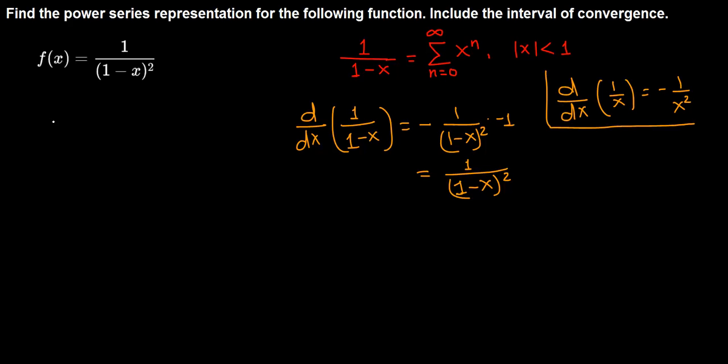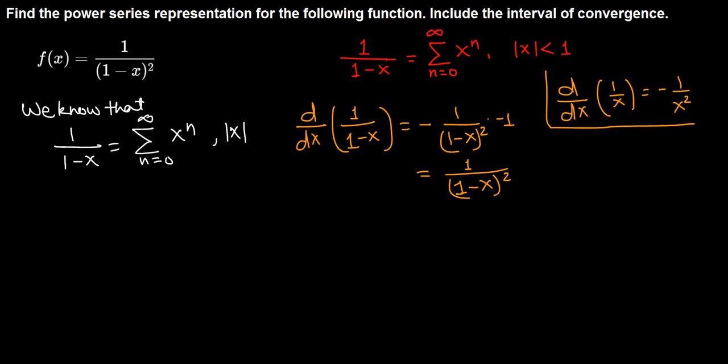So we start here. We know that the power series of 1 over 1 minus x is the sum of x^n, n from 0 through infinity, and this is valid for absolute value of x less than 1. Now we want to differentiate both sides with respect to x. The derivative of 1 over 1 minus x we found over here.